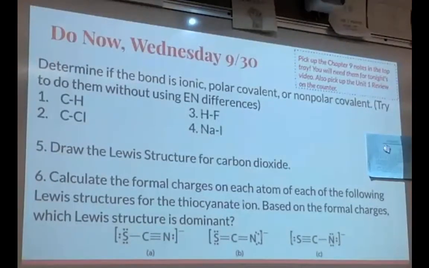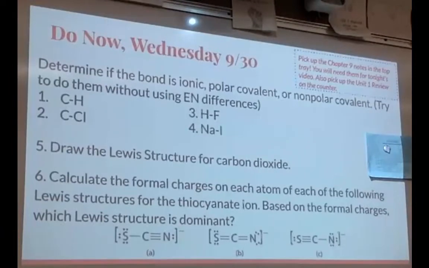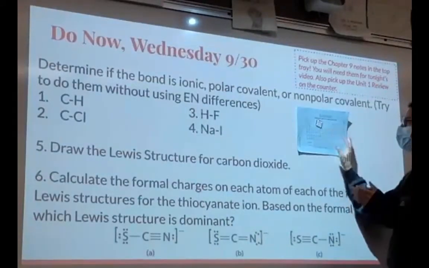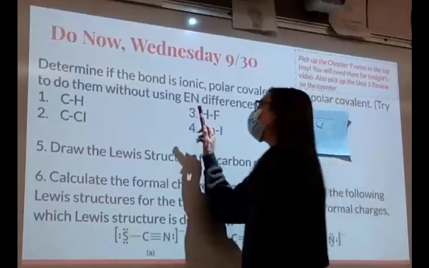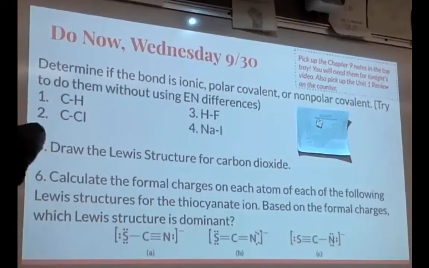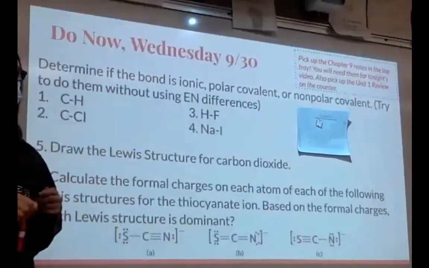So for numbers 1 through 4, it says determine if the bond is ionic, polar covalent, or non-polar covalent. And then I said try to do them without using electronegativity differences. So without using electronegativity differences just means we're going to look at the periodic table. So before we go into looking at each of these 4 and classifying, I want to go through and just do a quick review of the 3 types of bonds.